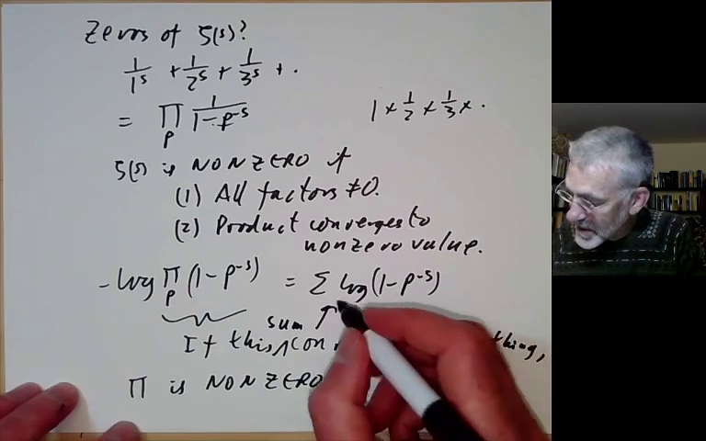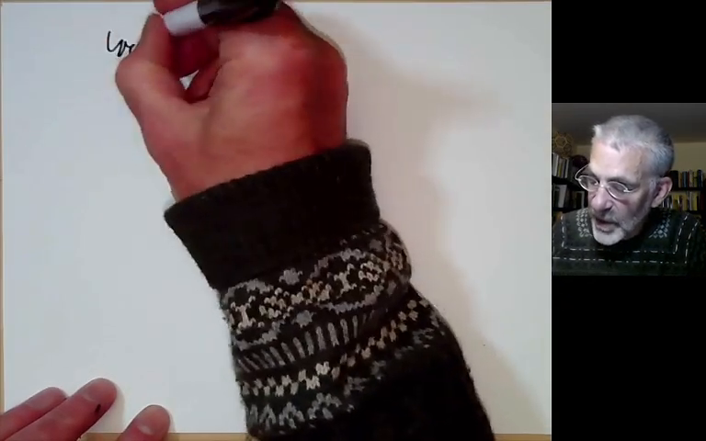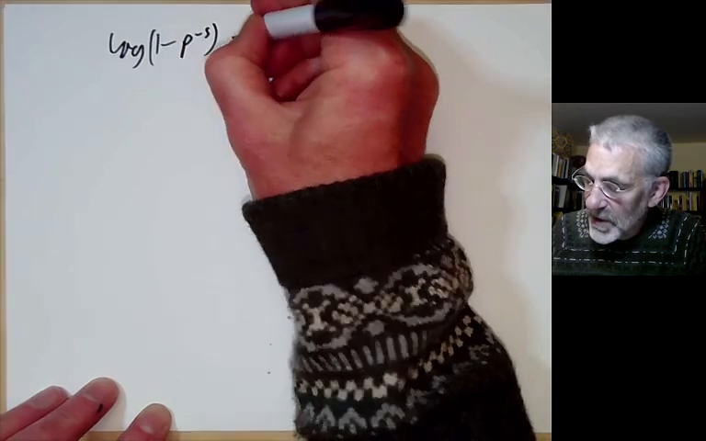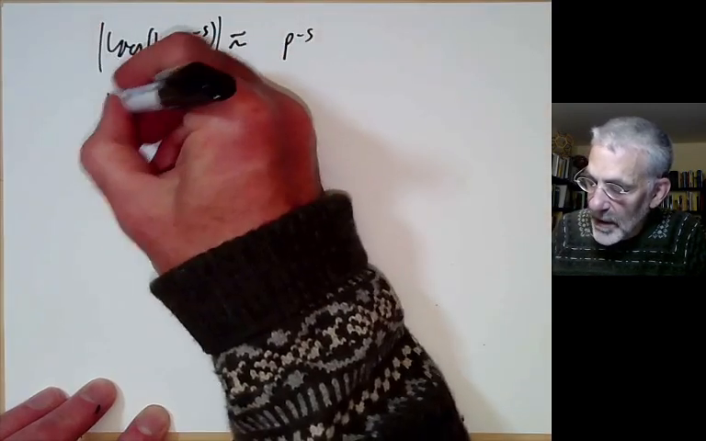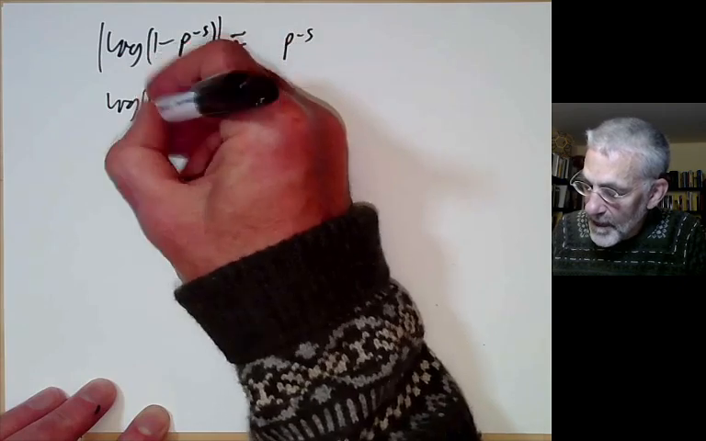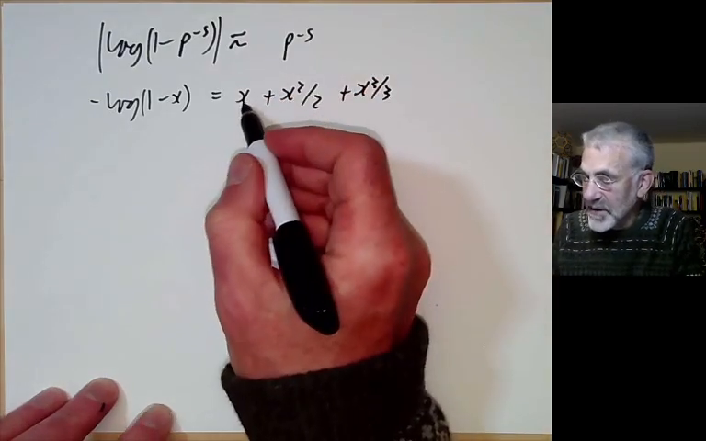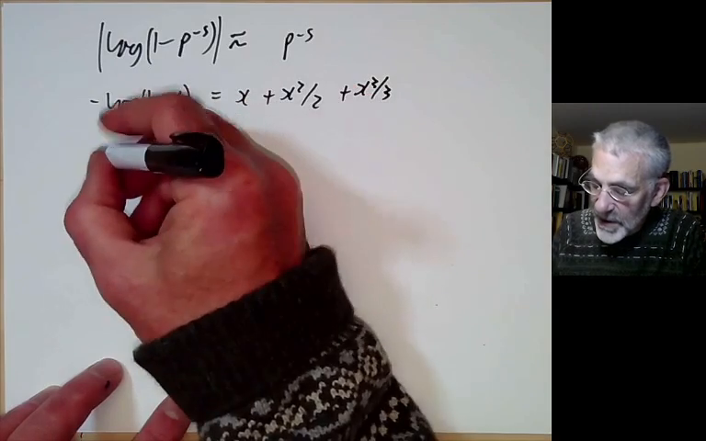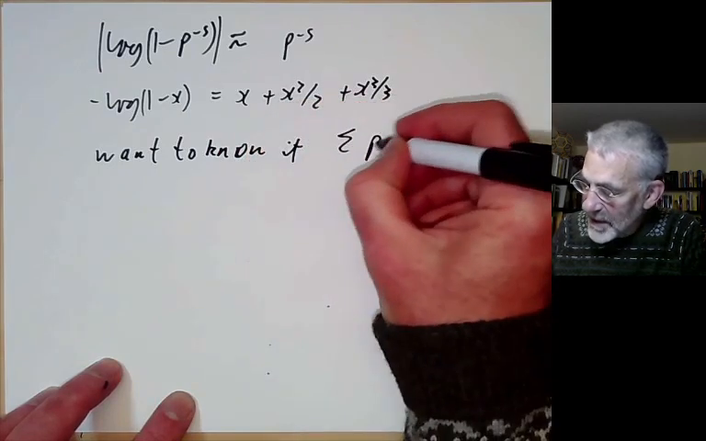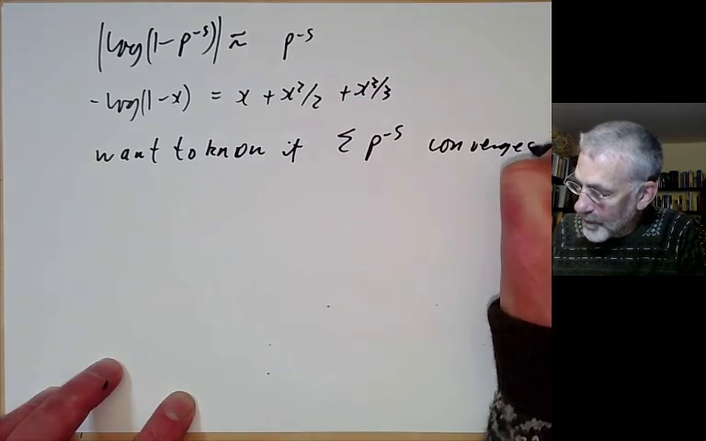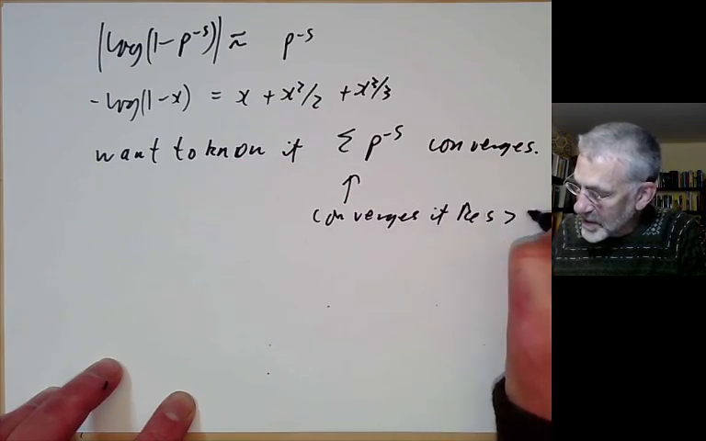So what we want to do is to study the convergence of this sum here. And we know that the logarithm of 1 minus p to the minus s is approximately p to the minus s in absolute value. So you remember minus log of 1 minus x is x plus x squared over 2 plus x cubed over 3. And if x is small, this will be approximately x. So we want to know if the sum of p to the minus s converges. And this converges if the real part of s is greater than 1.